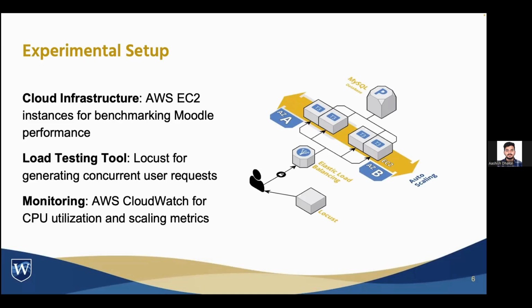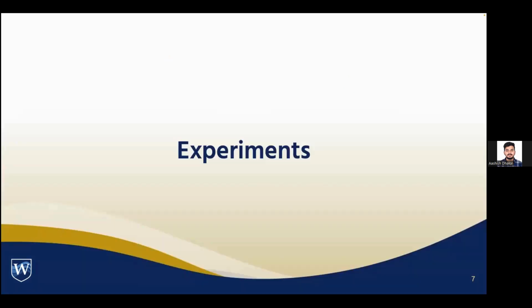For the experimental setup, our setup revolves around AWS, where we use EC2 instances to benchmark Moodle's performance. We employed a low-cost, Python-based load testing tool to simulate concurrent users on Moodle, and AWS CloudWatch to monitor CPU utilization and track our scaling metrics. This setup allowed us to test different cloud configurations and their impact on both performance and cost. So let's move to the experiments.